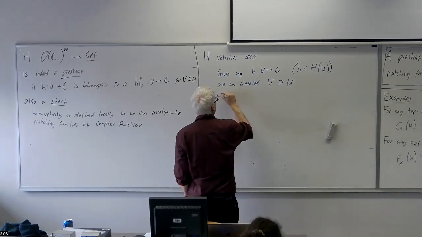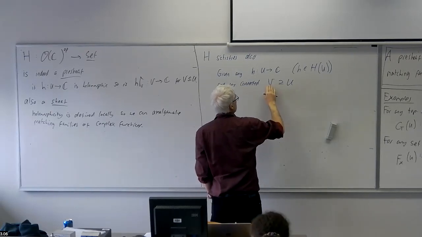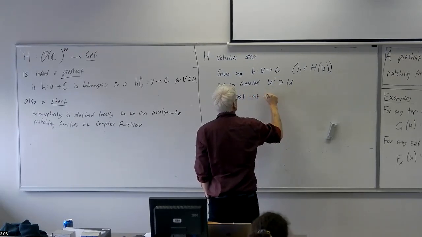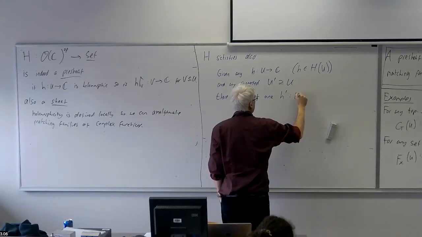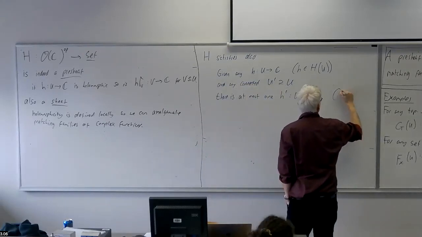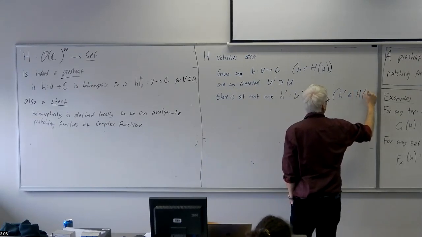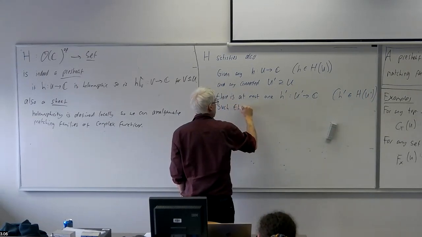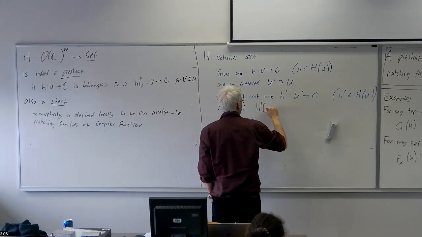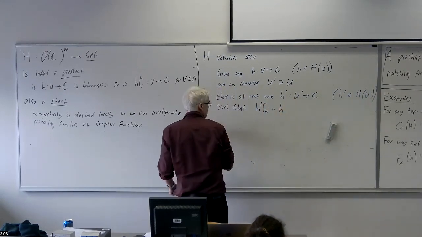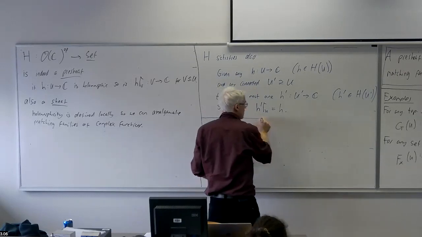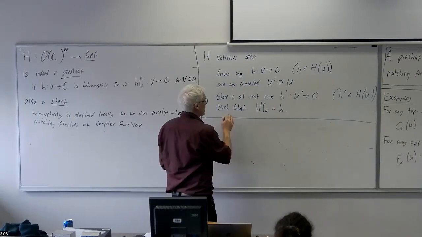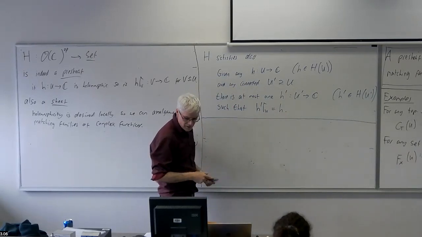So there is at most one, actually I'm going to call this U prime, there is at most one h prime from U prime to C, or equivalently h' belongs to the sheaf at U prime, such that h prime restricted to U equals h. It's not true for sheaves of continuous functions, or in general for sheaves of differentiable functions. It's a remarkable property of holomorphic functions.